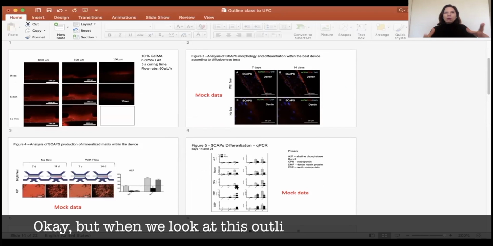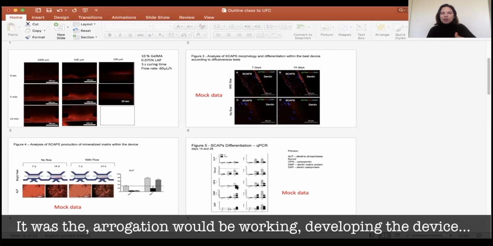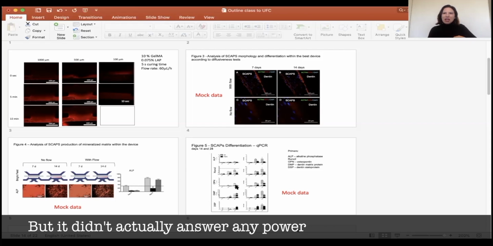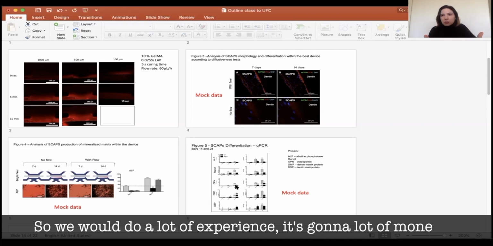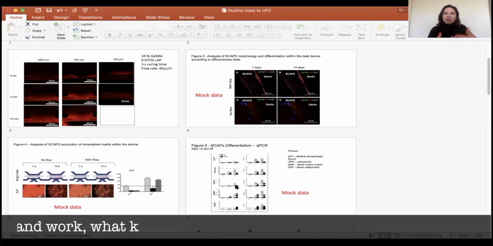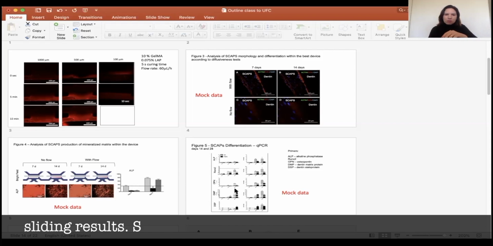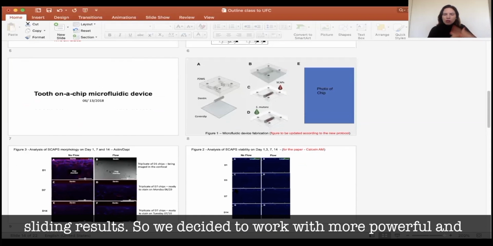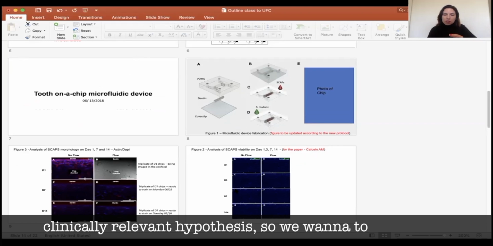Okay, but when we looked at this outline, we were not satisfied. The innovation would be developing the device, but it didn't actually answer any very powerful scientific question. So we would do a lot of experiments, spend a lot of money and work for not giving very good, exciting results. So we decided to work with a more powerful and clinically relevant hypothesis.